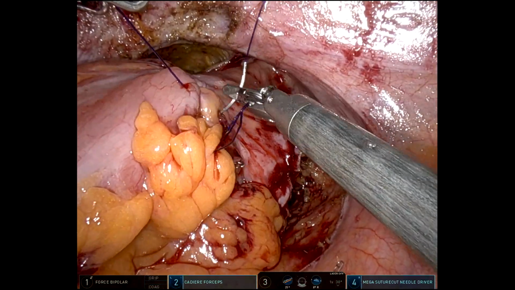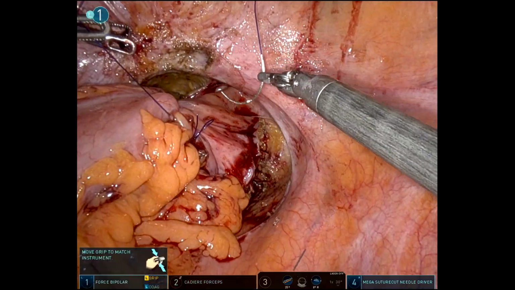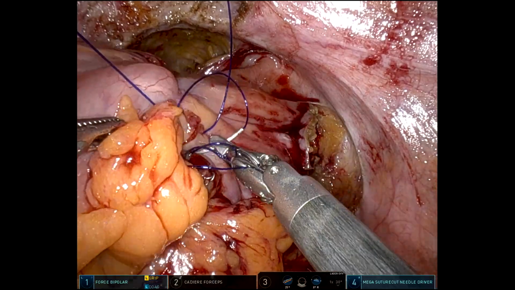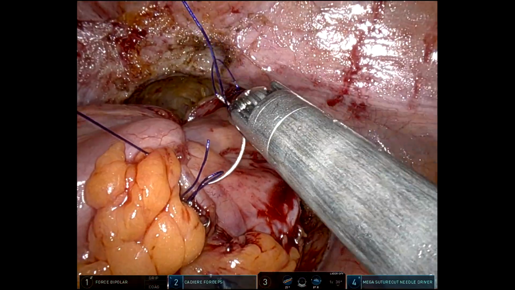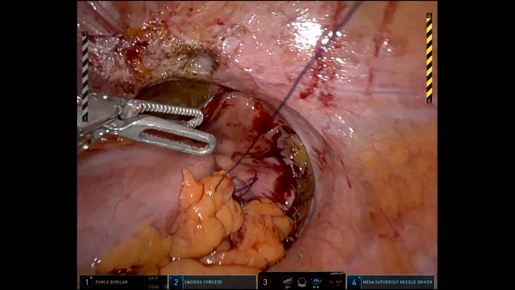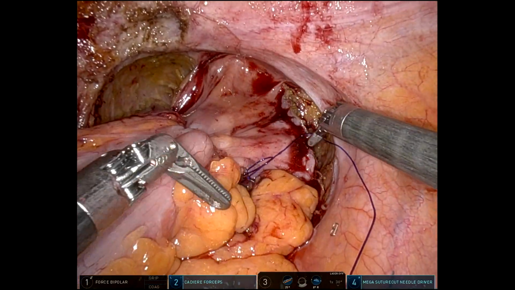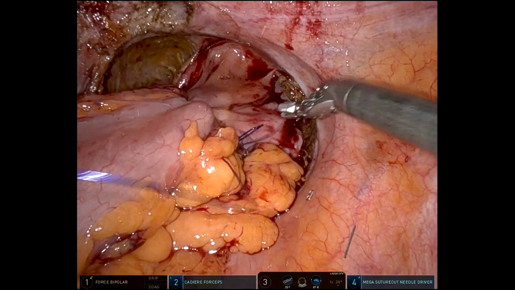You see the interplay between my two left hands to aid in keeping the suture tight as we go. This is not a barbed suture, which is why I take the time to use the two hands to keep it tight. After this, we'll just do our leak test.